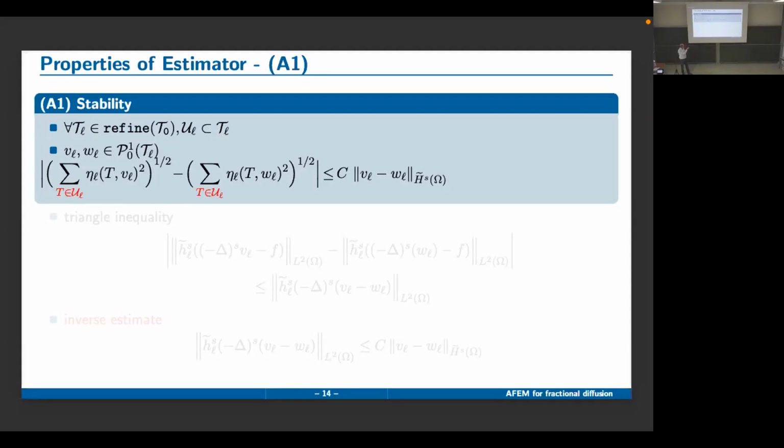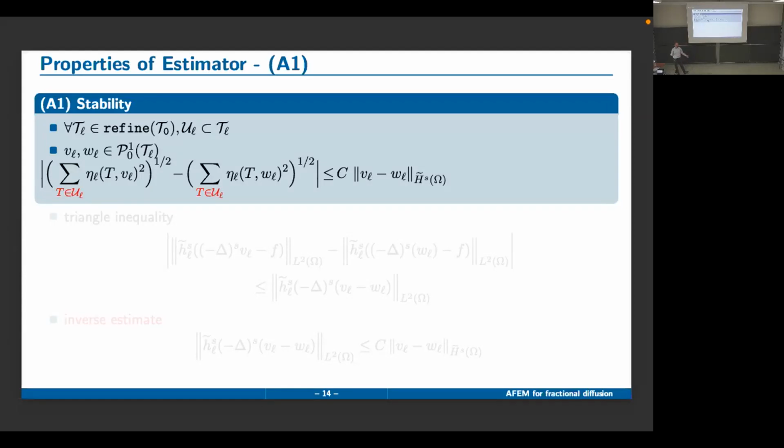So what is A1, so-called stability? You take any possible refinement of your initial triangulation and a subset of the elements, and you take 2 different discrete functions on this mesh. And this tells me, if I look at error indicators summed over the subset, where I plug in the function V_l and the function W_l, the difference of the error indicators can be bounded by the difference in the energy norm. In this sense, this is Lipschitz continuity of the error indicators in the energy norm. Okay, so this is one crucial property.